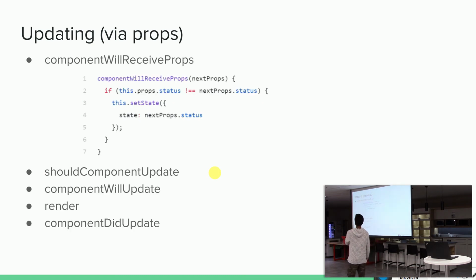Why props? Component will receive props. Now again, component will receive props is important. Sometimes what we do is assign some props to the state, so our state depends on the prop. So in that kind of case, you have to update the state as well.